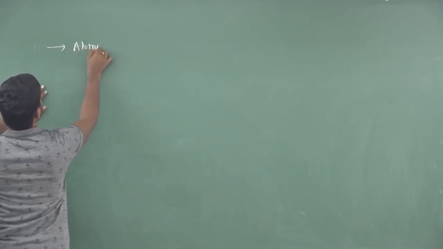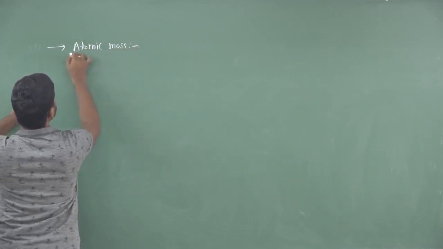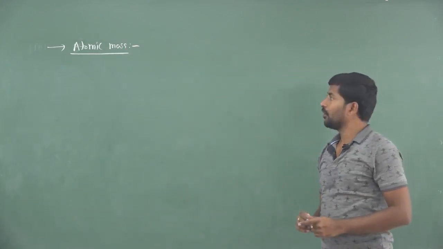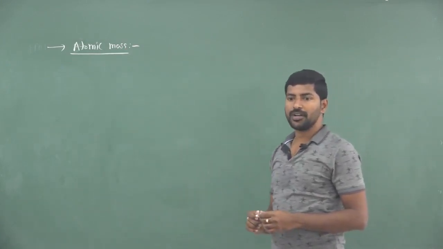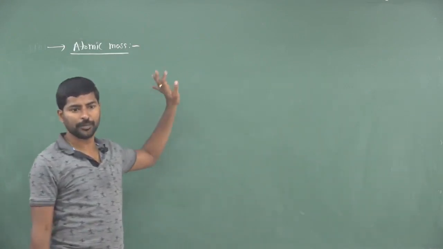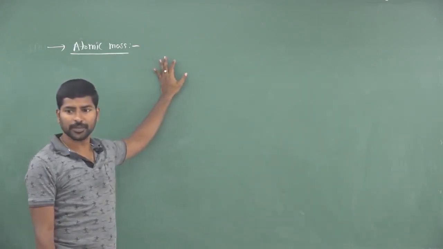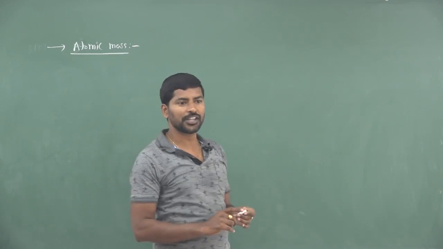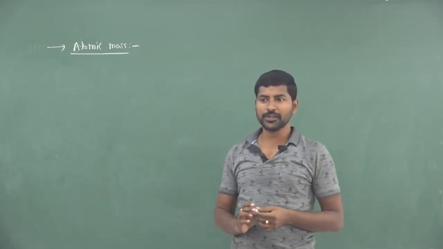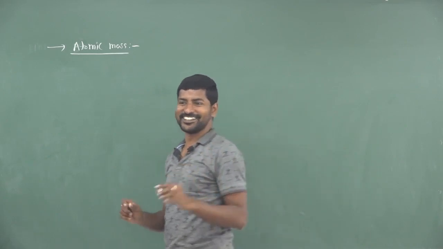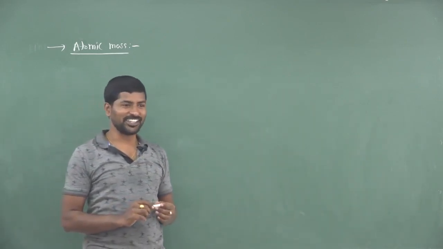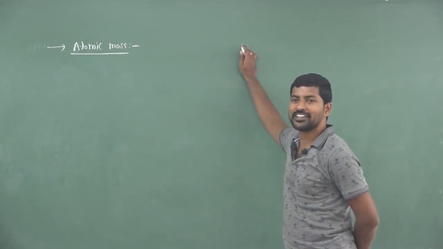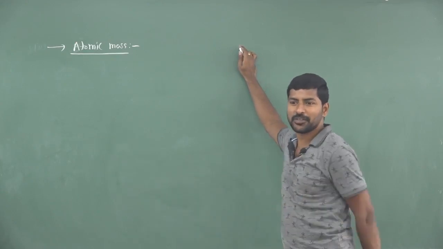And what is atomic mass? Some basic concepts I am giving. Atomic mass is the mass of one atom of an element. An atom is a small particle, a microscopic particle, right? So can we get directly the absolute masses of atoms?